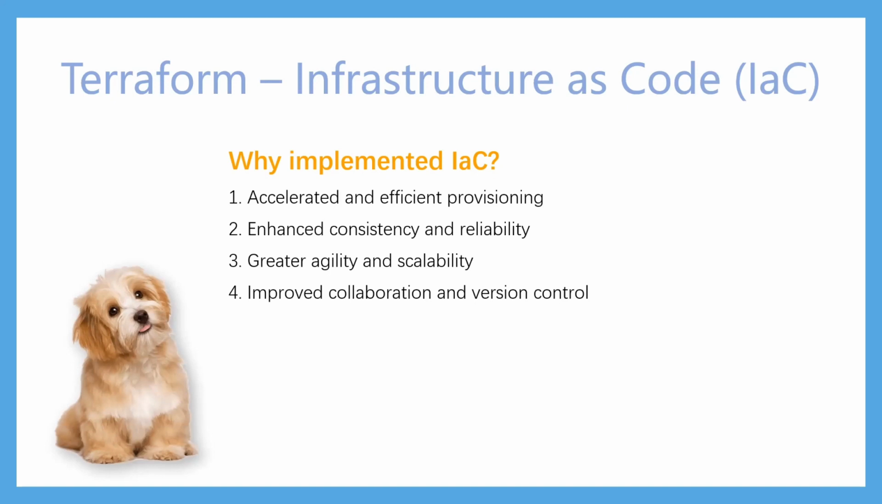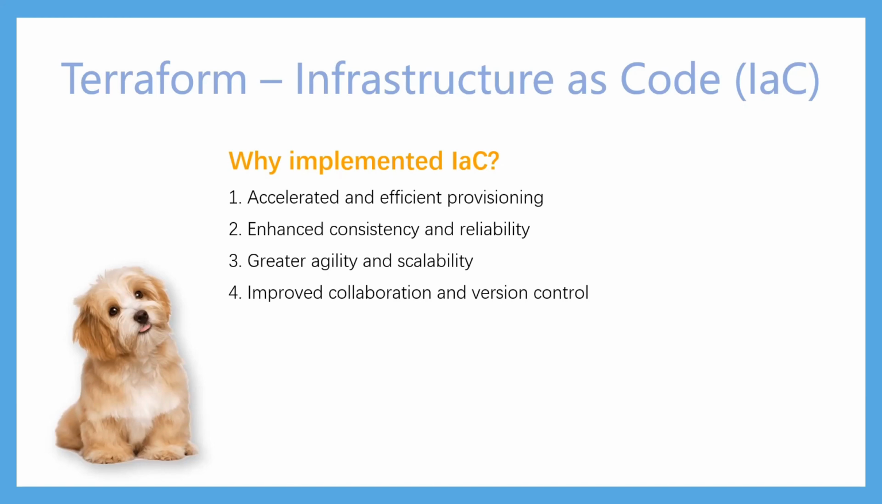There are 4 main advantages of implementing IaC. First, faster and more efficient provisioning. It enables us to rapidly provision infrastructure via automated processes. This not only saves us time, but also minimizes the risk of manual errors. Second, enhanced consistency and reliability. It guarantees our infrastructure is provisioned uniformly each time, thereby reducing error risks and increasing reliability.